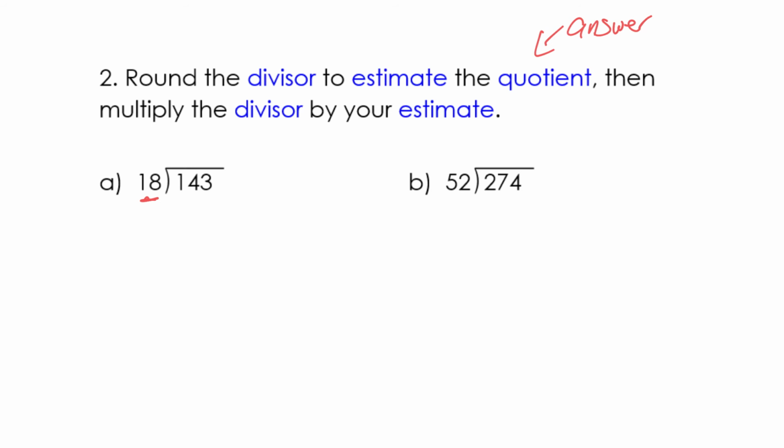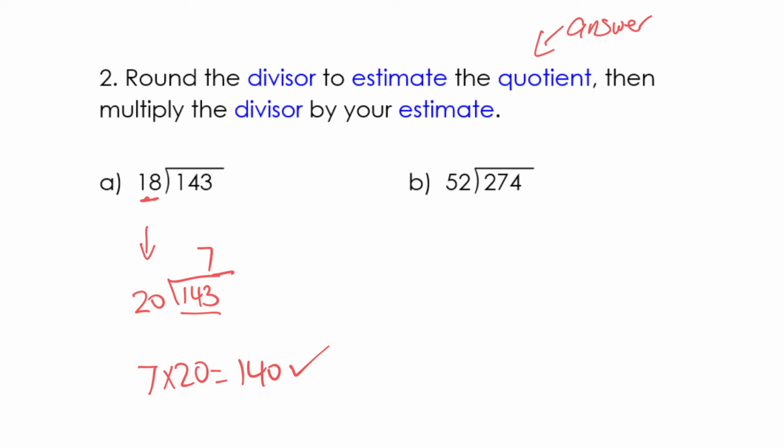Okay, then multiply the divisor by your estimate. So let's see here. Let's change this to 20 into 143. That should go in 7 times. So multiply the divisor by your estimate. 7 times 20 equals 140. We do not want to go over this number, so we're good.